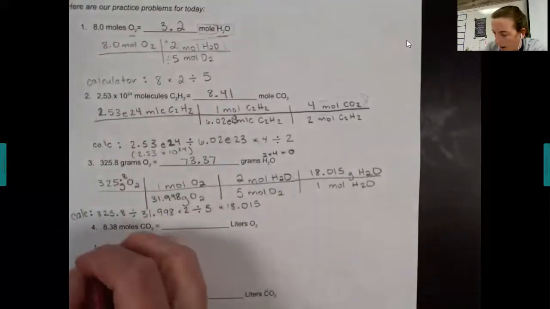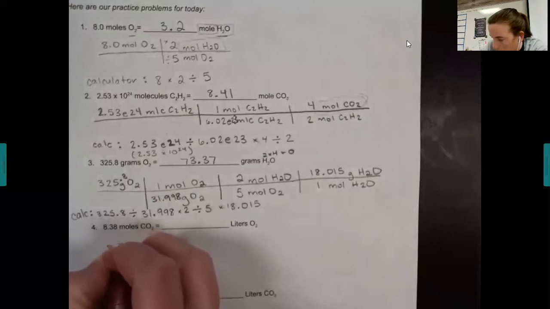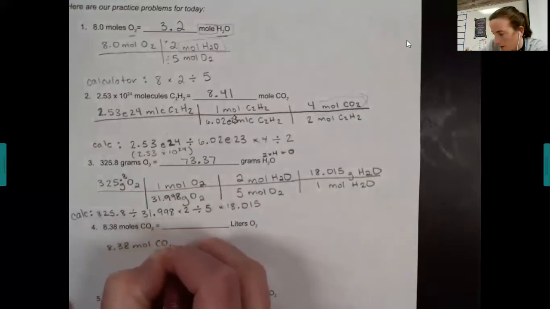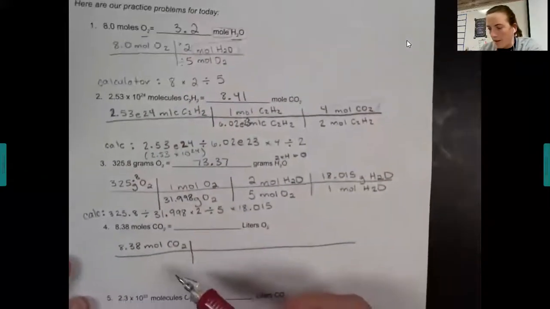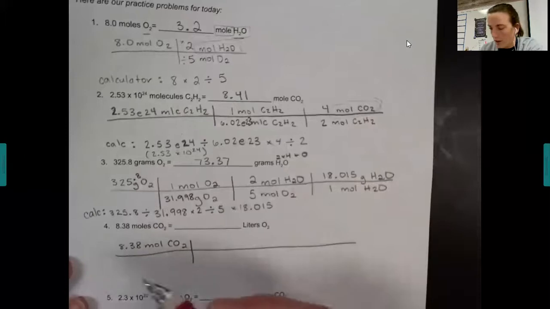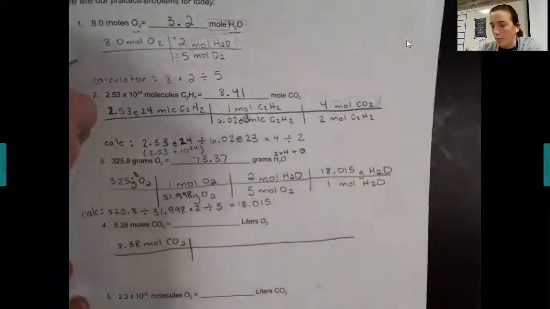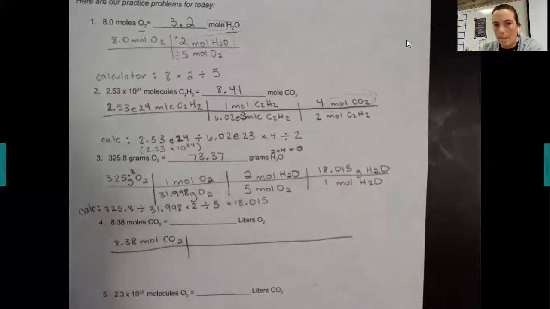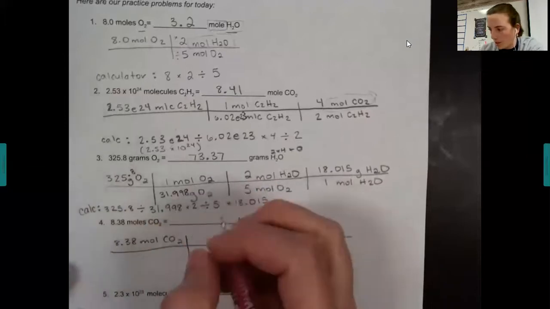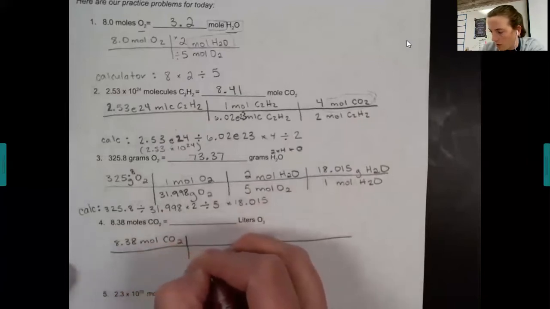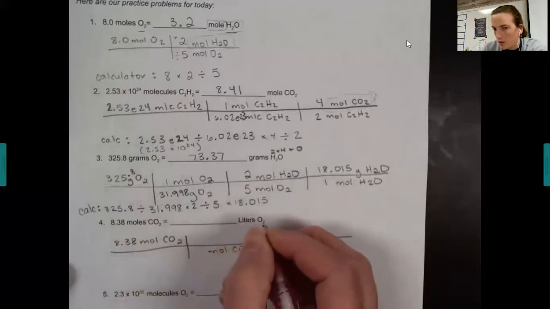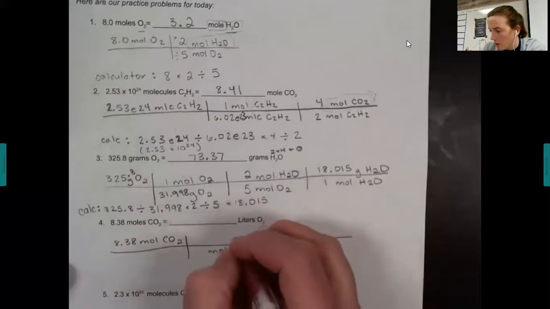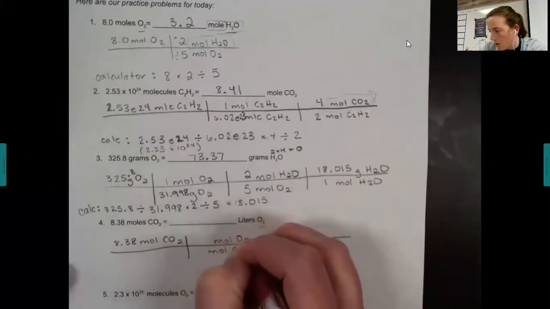All right, so number 4, we have 8.38 moles of carbon dioxide. Right, step 1 is convert to moles. But you're right, it's already in moles, so I can go straight to step number 2. What's step number 2 again? Mole ratio. Okay, so if we have moles of CO2 on top, that means it has to go on bottom of the next track. And what are we looking for here? O2. So we're going to have moles of O2 on the top.